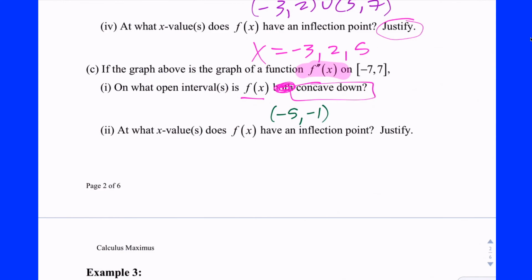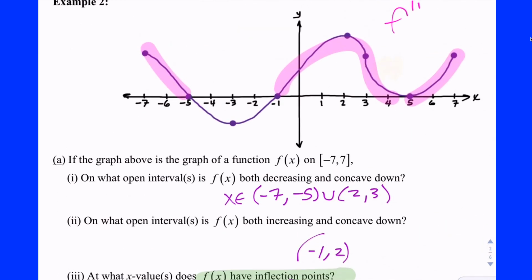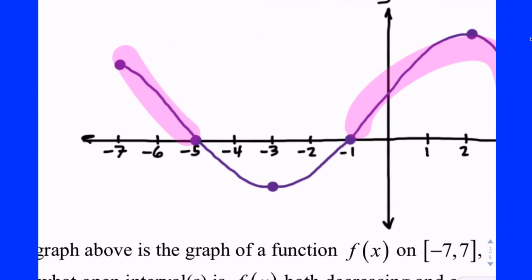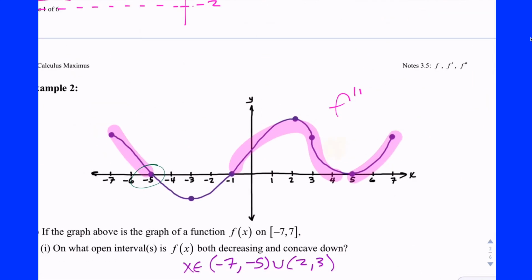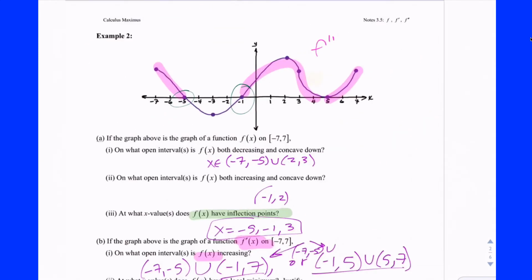At what x values does f have an inflection point? Inflection point is where the second derivative changes signs. Okay, so that would be -5, positive to negative, and where else? -1. Any others? 5? Is 5 a PIV? Yes. Is it an IV? No, there's no sign change. Okay, good. You got it. And if it asked to justify, please say no, please say no.